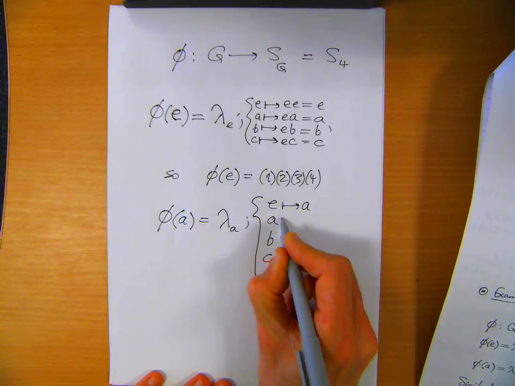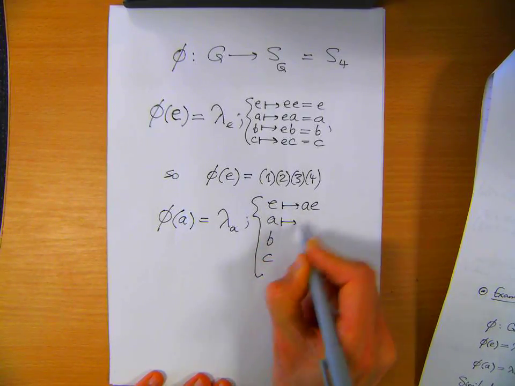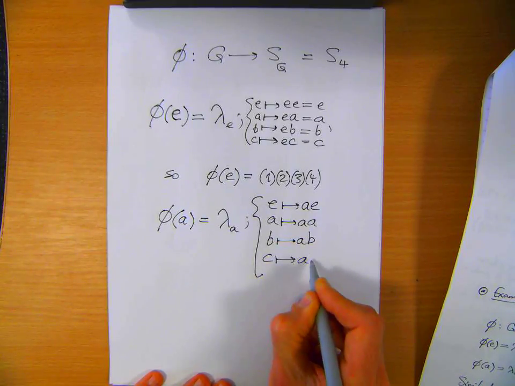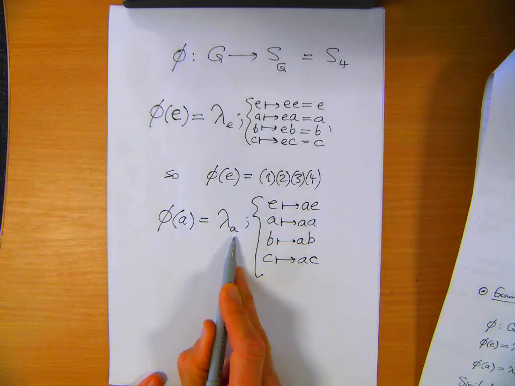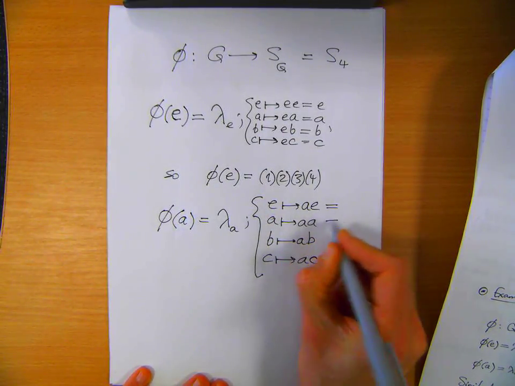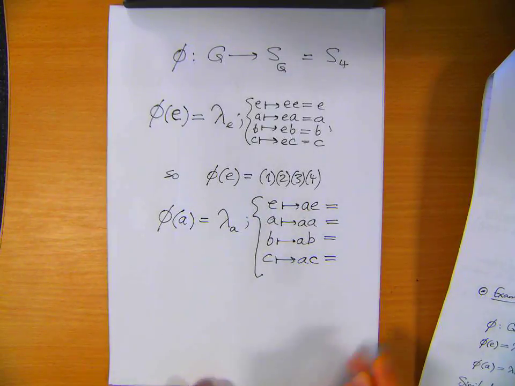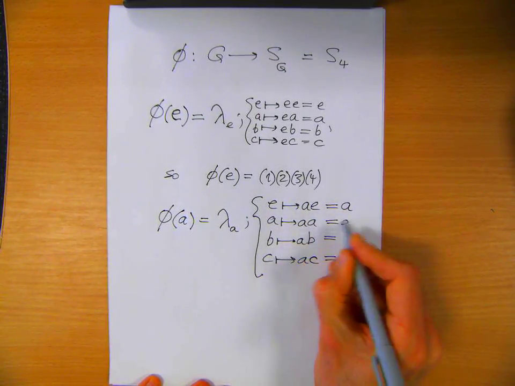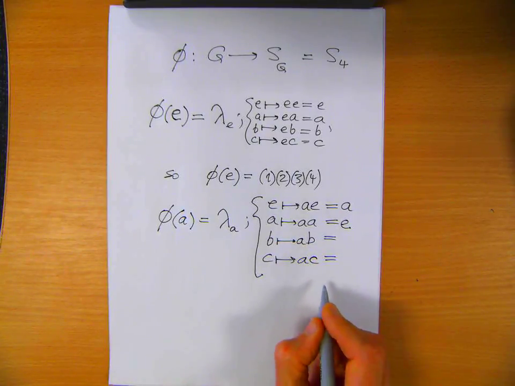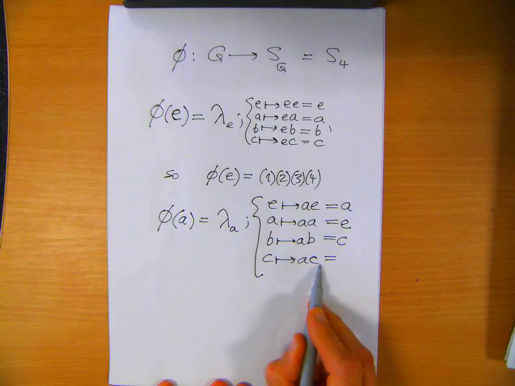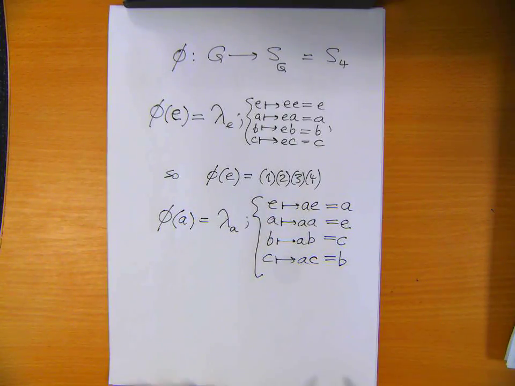So now we're left multiplying each time by A. Lambda sub A left multiplies by A. So we're going to left multiply each of the elements by A and see what we get. So this is A squared is the identity, AB in fact is equal to C if you look at the table, and AC is equal to B.